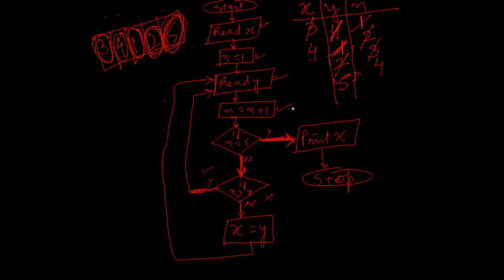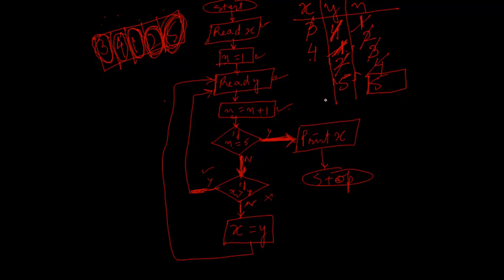Now I have read y, and I am going to n is equal to n plus 1, n will become 5. Now I am writing here if n is equal to 5, yes, n is equal to 5. Now see what is the inefficiency here. n is equal to 5, yes. So I will move towards the yes part, and I have to print x.